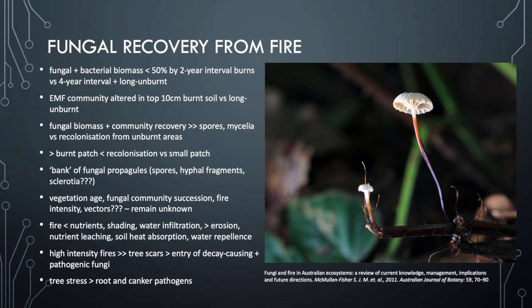Ectomycorrhizal fungal communities are altered in the top 10 centimeters of burnt soils versus long unburnt. And fungal biomass and fungal community recovery just depends on the spores and mycelia that are present and that have survived the fire versus recolonization from unburnt areas, which we've spoken about earlier. The greater the burnt patch, the lesser possibility of recolonization versus a small patch that's been burnt. And the bank of fungal propagules, which are the spores, the hyphal fragments, and the sclerotia, are very much the drivers of how that ecosystem will recover in terms of its fungal biodiversity.